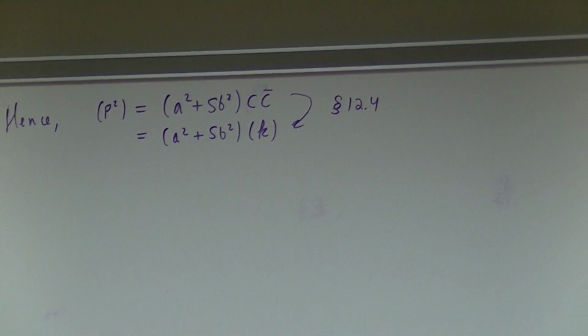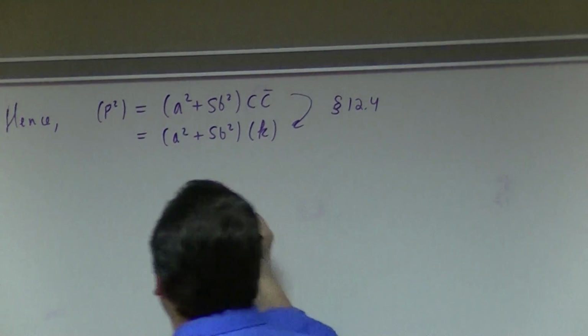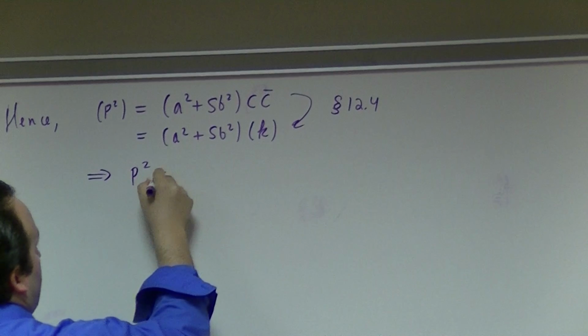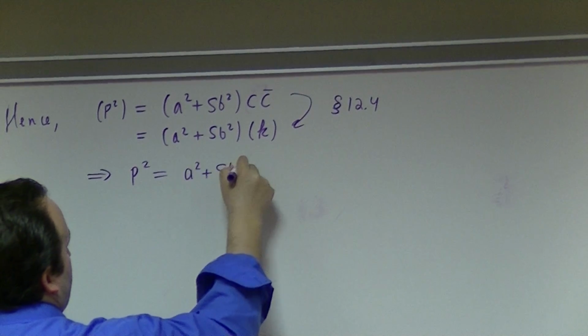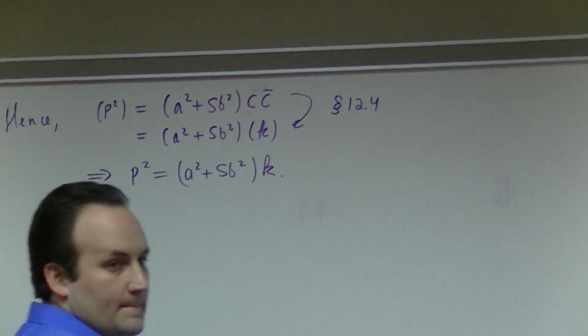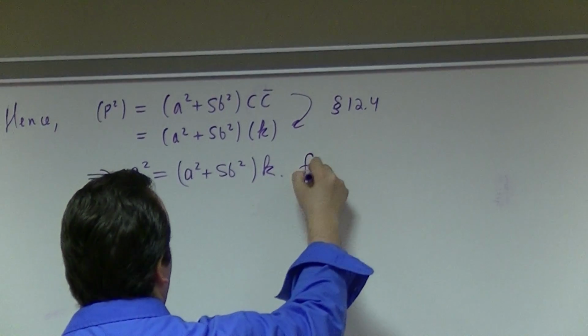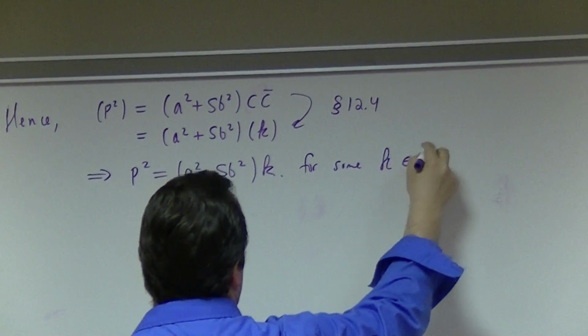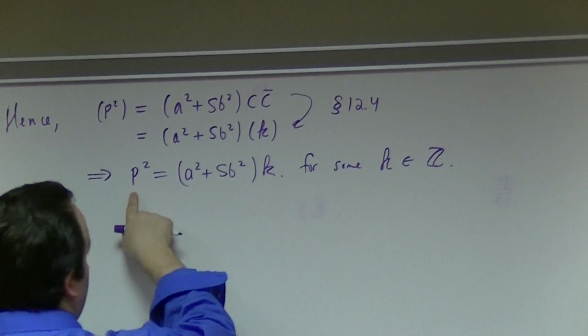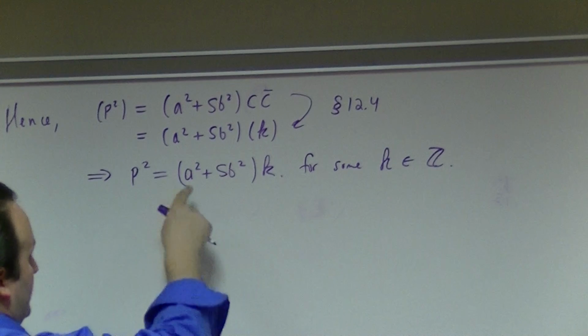But what's that tell us? That actually implies that p squared is equal to a squared plus 5b squared times k, for some k. But what does that say k has to be? Yeah, p is prime, right? So I think that forces k to be 1.